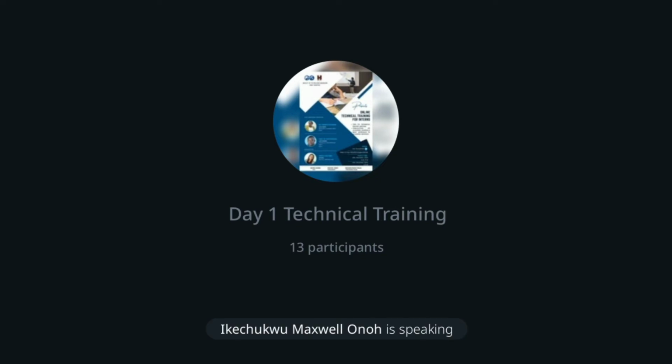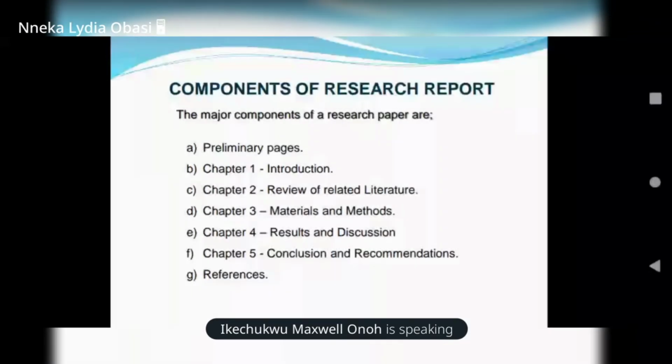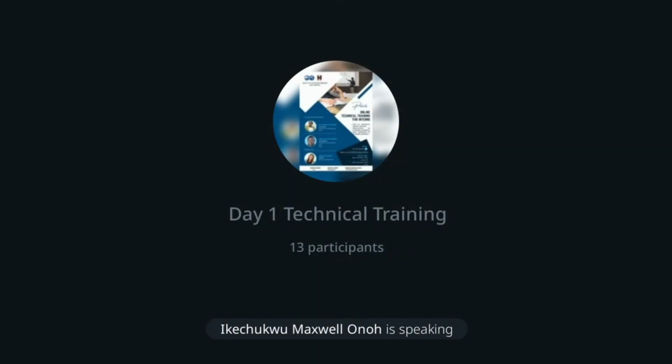So the major components of our research paper include, number 1, preliminary pages. Then your chapter 1, which is your introduction. Chapter 2, which is your literature review or review of related literature. Chapter 3, your materials and methods. Chapter 4, results and discussion. And the last chapter where you have your conclusion. We even include findings, summary of findings. At PhD level, we call it findings. But at this level, we say conclusion and recommendation, and finally your references.